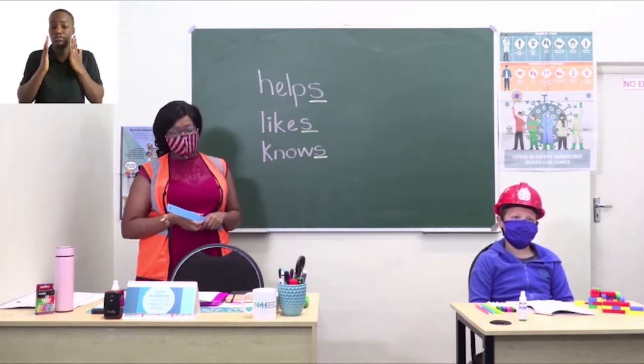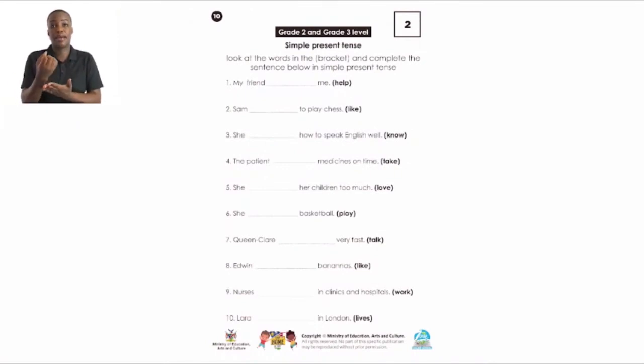Now let's look at page 10. On page 10, we have simple present tense. Now this means that the words we are going to use are happening right now. The present means now. And we are going to be using the verbs. Let's take a look at number 1. Number 1 says, my friend dash me. Now because we are dealing with what's happening right now, we don't say helped because that is past tense, but we say helps.